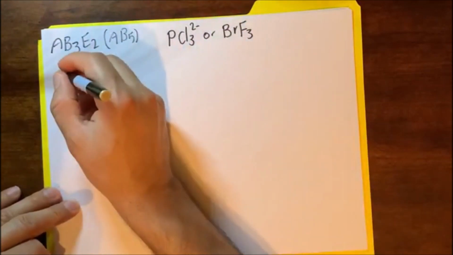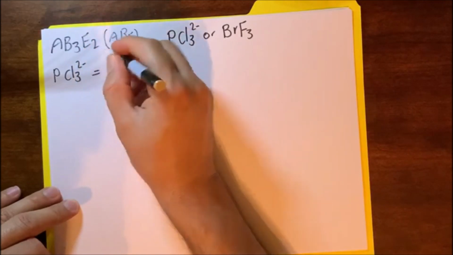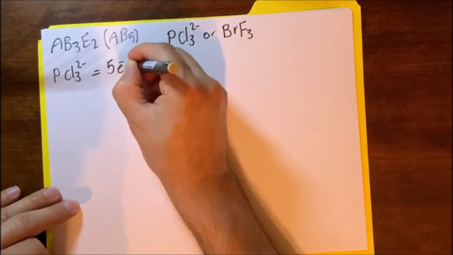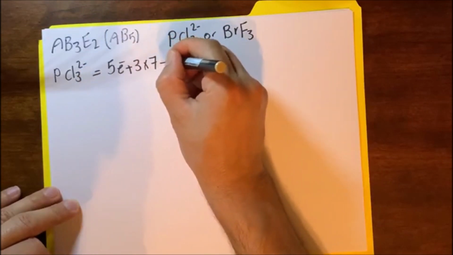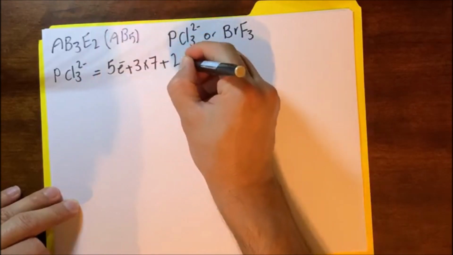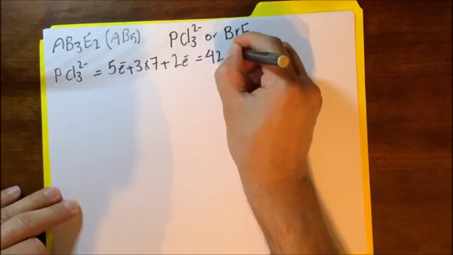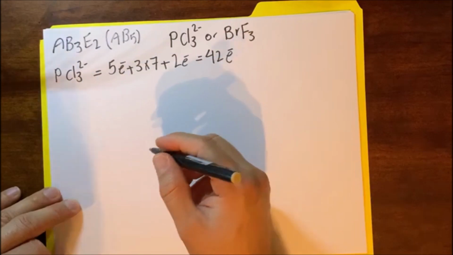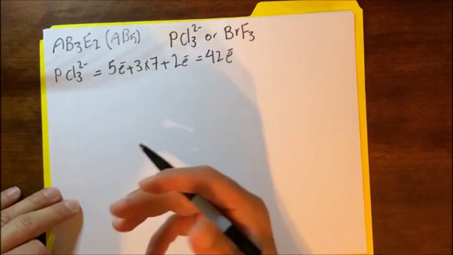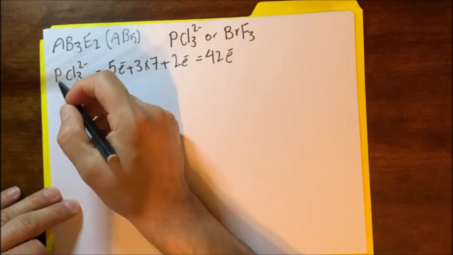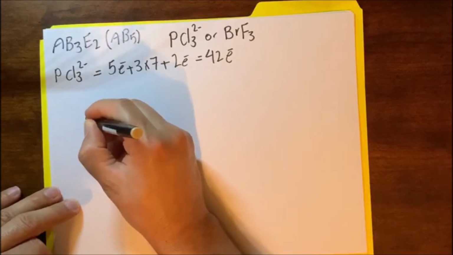So the first one, PCl3 2-. You go with 5 electrons for phosphorus plus 3 multiplied by 7 for chlorine, and we have a negative charge, so we add 2 electrons. So we have 42 electrons. Chlorine will be the outer atoms because it has higher electronegativity than phosphorus. The one that is electropositive will be the central atom. Here is phosphorus.